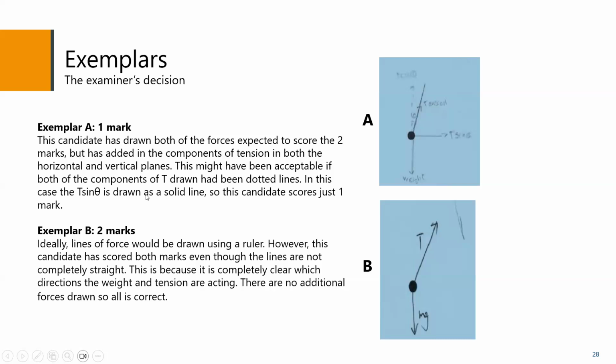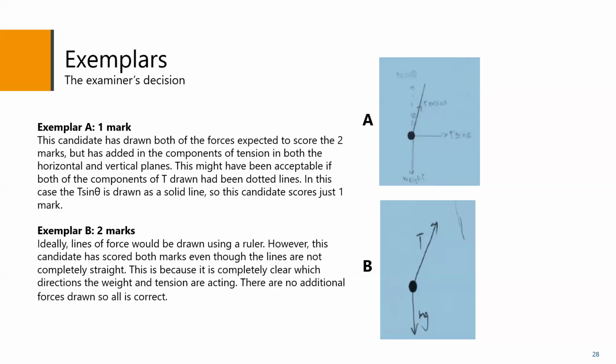A, 1 mark. This candidate has drawn both of the forces expected to score the 2 marks, but has added in the components of tension in both the horizontal and vertical planes. This might have been acceptable if both of the components of T drawn had been dotted lines. In this case, the T sine theta is drawn as a solid line, in other words, the horizontal one. So this candidate scores just 1 mark. Okay, we might disagree with that, but that's the explanation that the examiners gave for their team decision. Remember, this is having gone through standardization and moderation processes. So this was the group decision on how to interpret that mark scheme in this specific case.